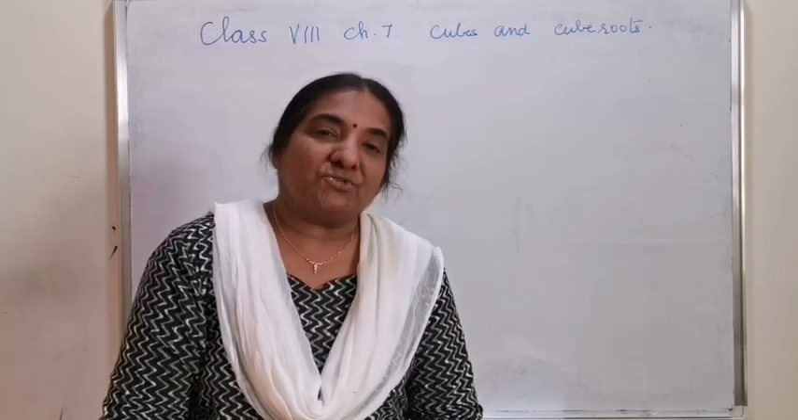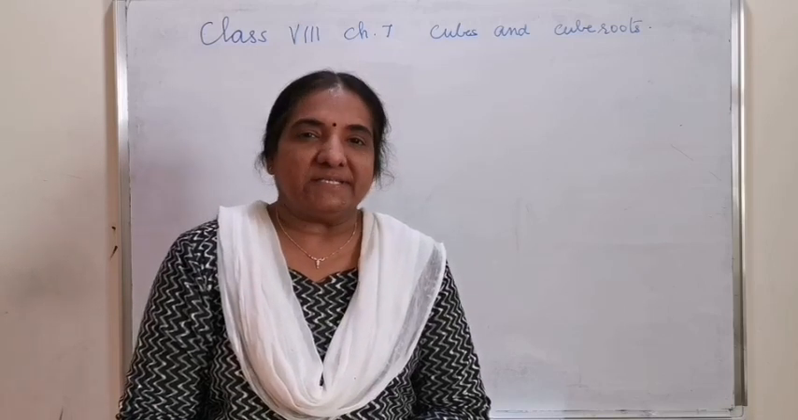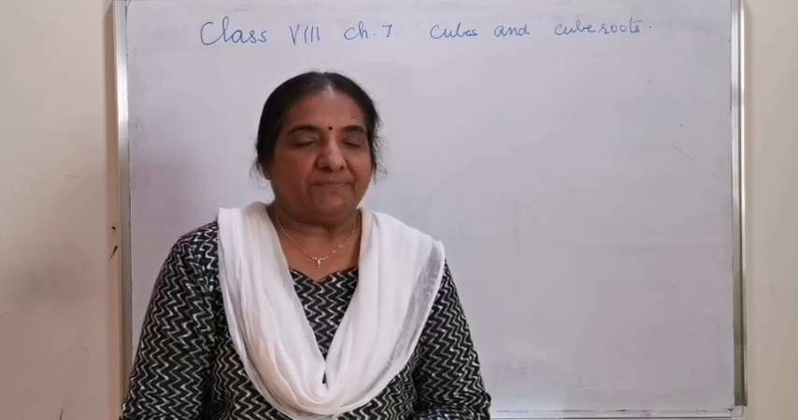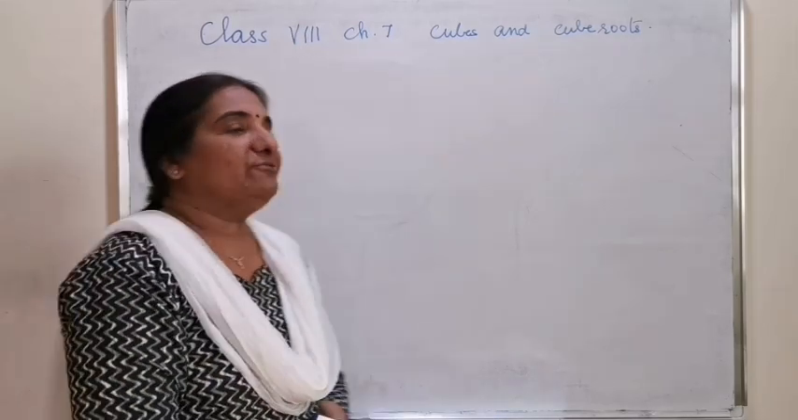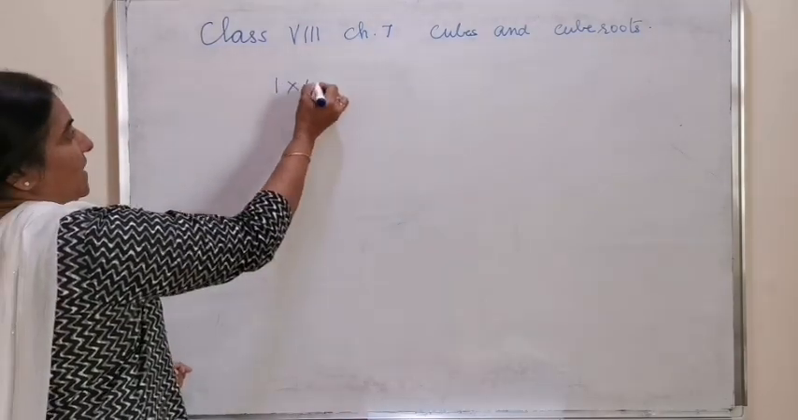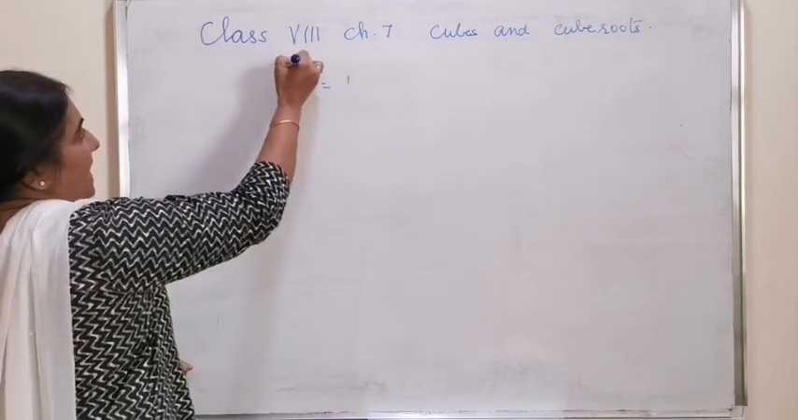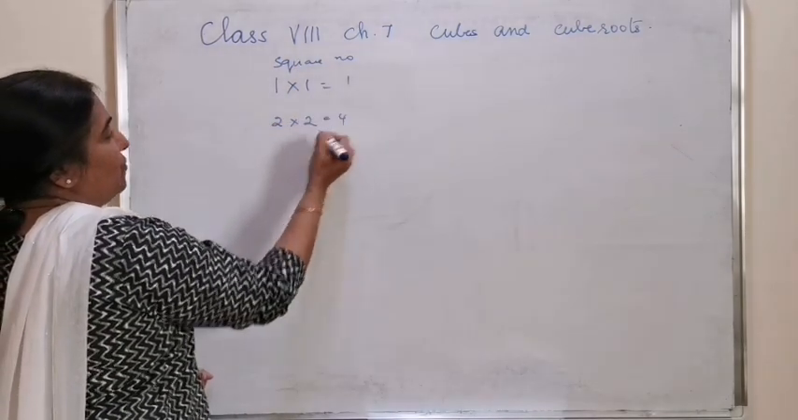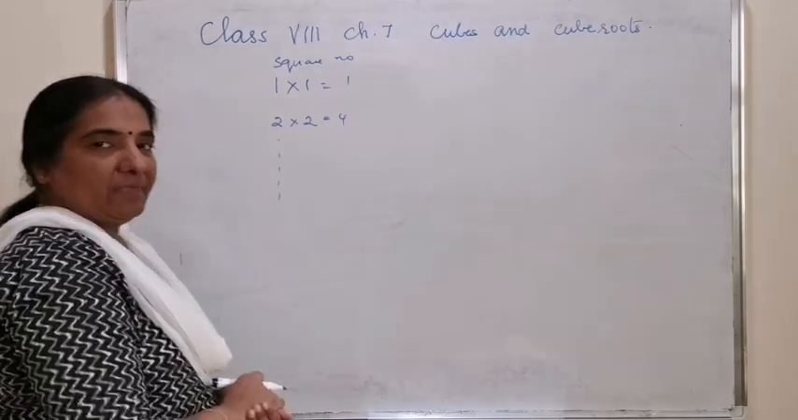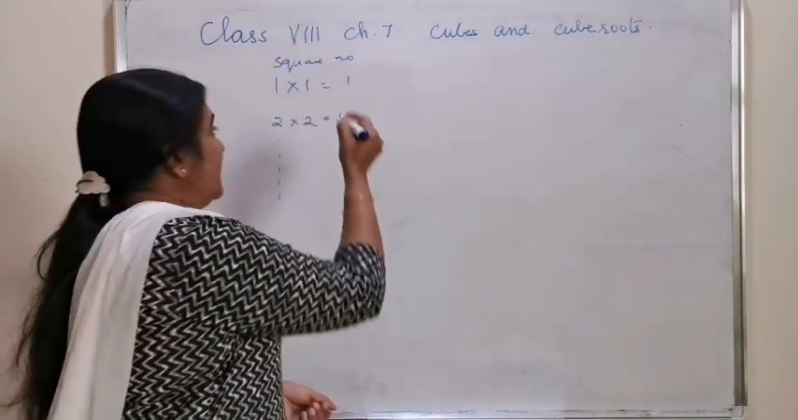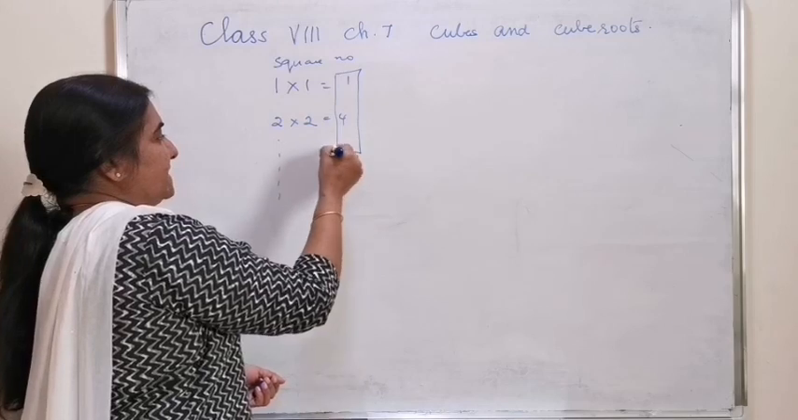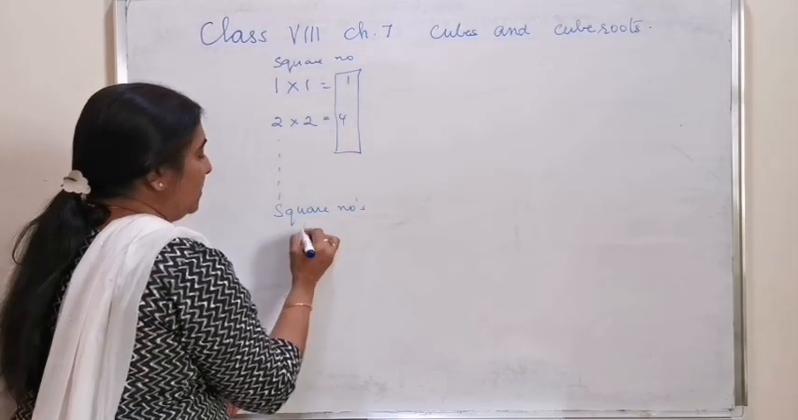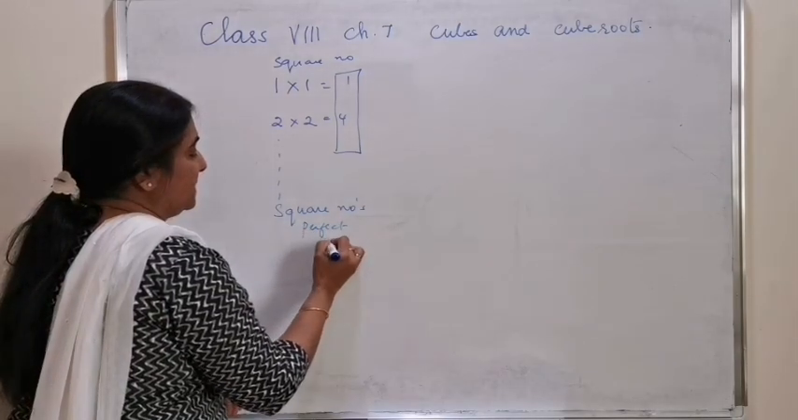How do you find the square of a number? By multiplying the number by itself. That is, the square number for 1 is 1 into 1, 1, and 2 is 2 into 2, 4, and so on. And we call the numbers 1, 4, etc. as square numbers or perfect squares.